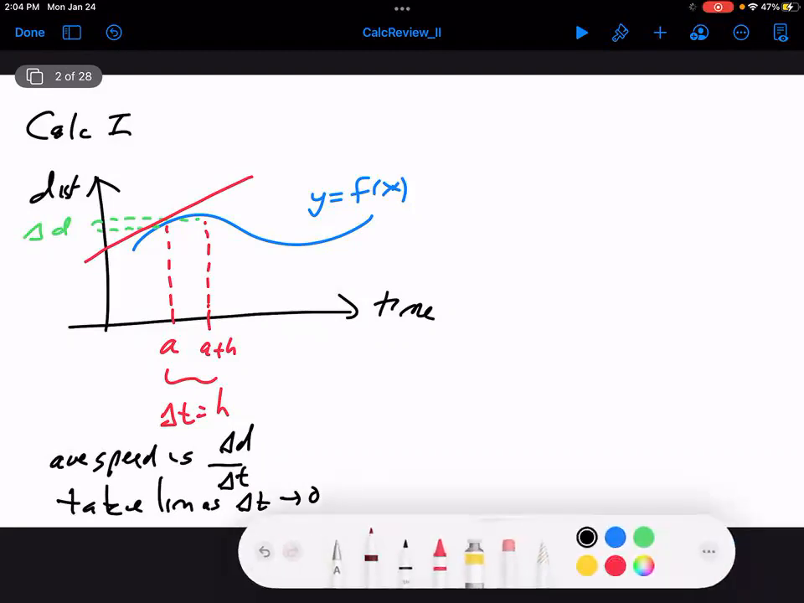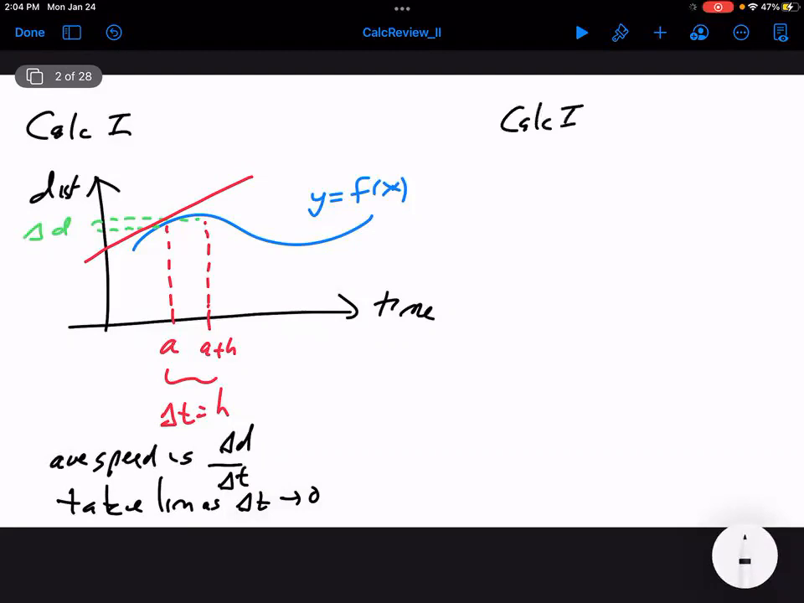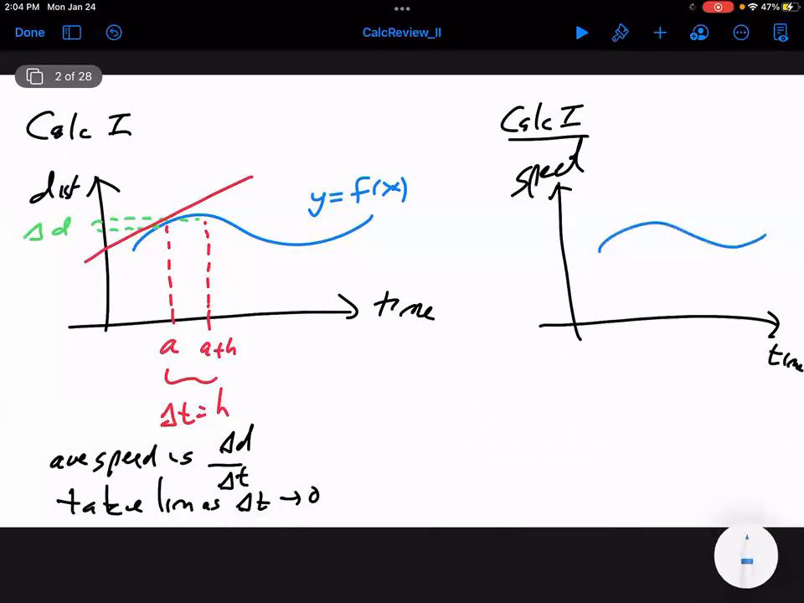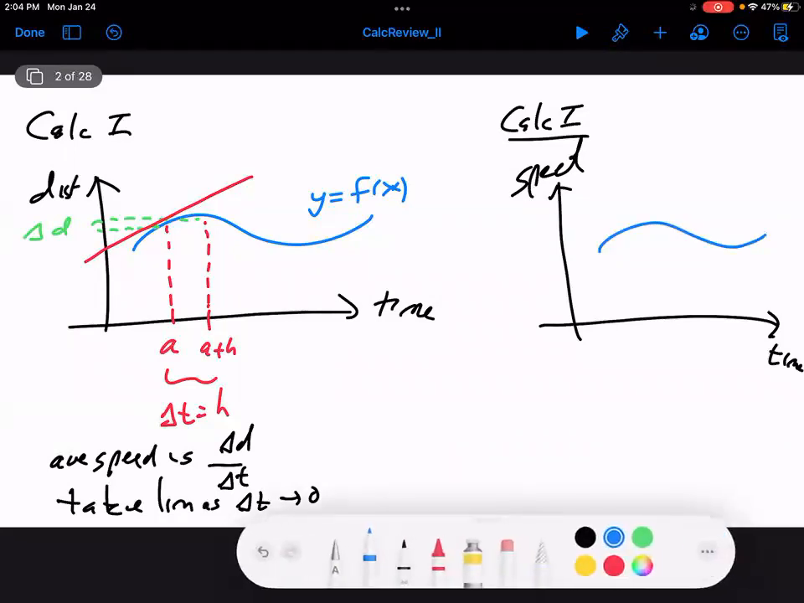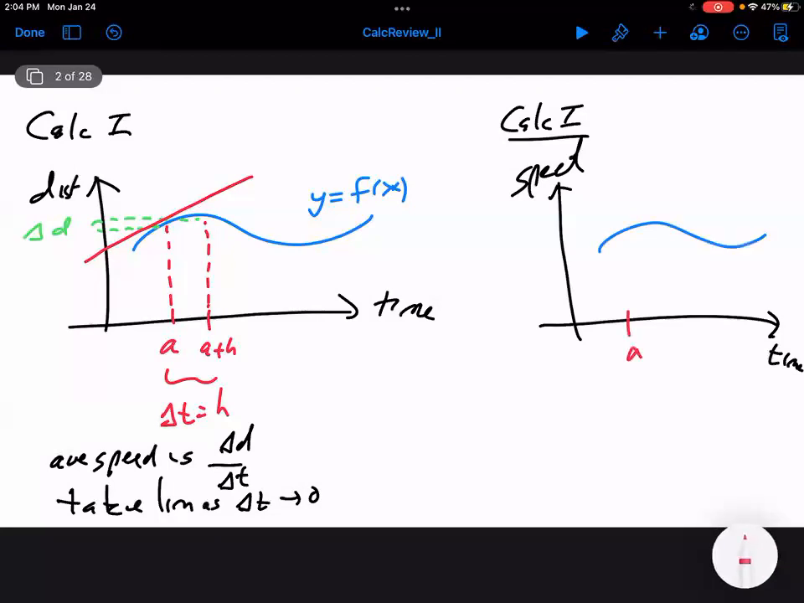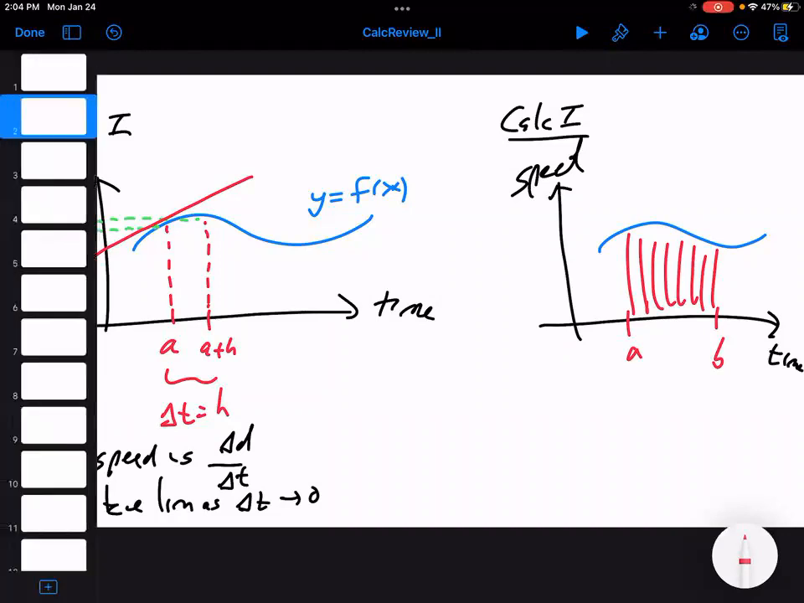In Calc 2, what we do is instead of trying to figure out how fast we're changing, we try to figure out how far we've gone. So now over here is maybe time, and over here is speed. And if I give you some curve, I want to look at what is the area under the curve. So here's a, here's b, and I'm asking what is the area under the curve from a to b? And if I know what my speed is, the hope is that I should then be able to figure out this area.